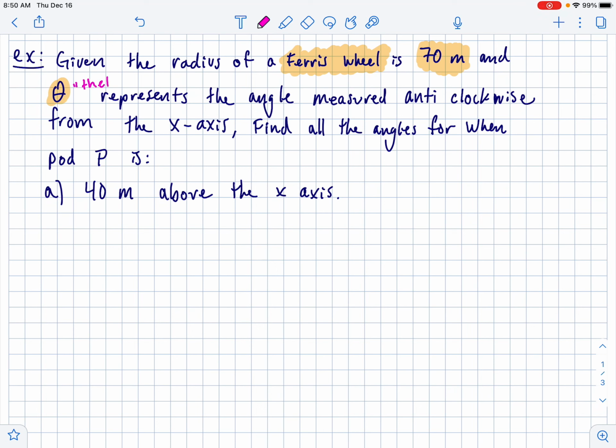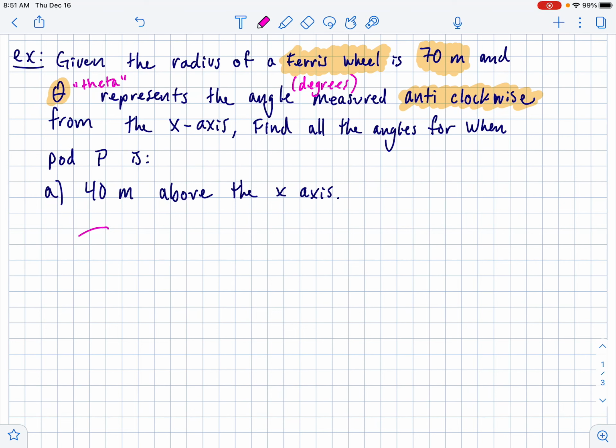Theta, and that's how you say this right here. This is theta. Theta represents the angle measured anti-clockwise. Now, when I say angle, this is going to be in degrees. I realize in other classes that you may have done radians, but we do not do radians in this class. We keep it all in degrees. So make sure your calculator is in degree mode from here on out. So that angle is going to be measured anti-clockwise. Love that British term, anti-clockwise, from the x-axis. Find all the angles for when pod P is 40 meters above the x-axis.